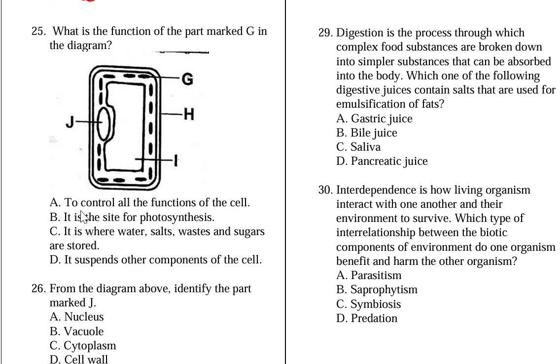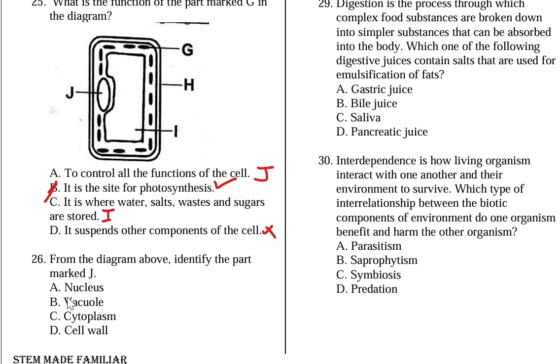So option A is saying to control all the functions of the cell. This one is for J, the nucleus. So that one is for J, not G. And then it is where water, salts, waste, and sugars are stored. This one is for I, the vacuole. And then we have D, suspends other components of the cell. This one is not G. And therefore, the answer is B. Chloroplast forms the site for photosynthesis because it contains the chlorophyll, and therefore the answer is B.